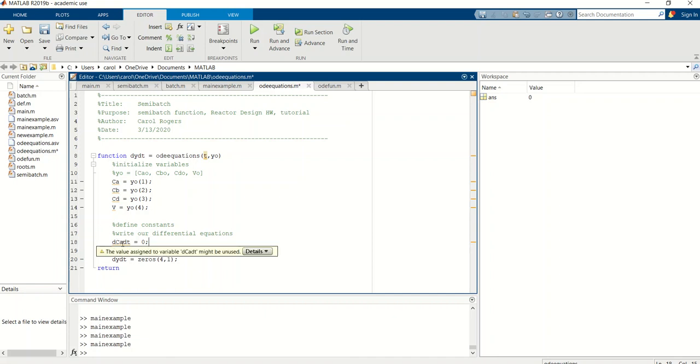Now it just says that it's unused, which is not really an error, that's a warning. So now we're going to write our differential equations, the equations that we solved earlier, 1 over v.